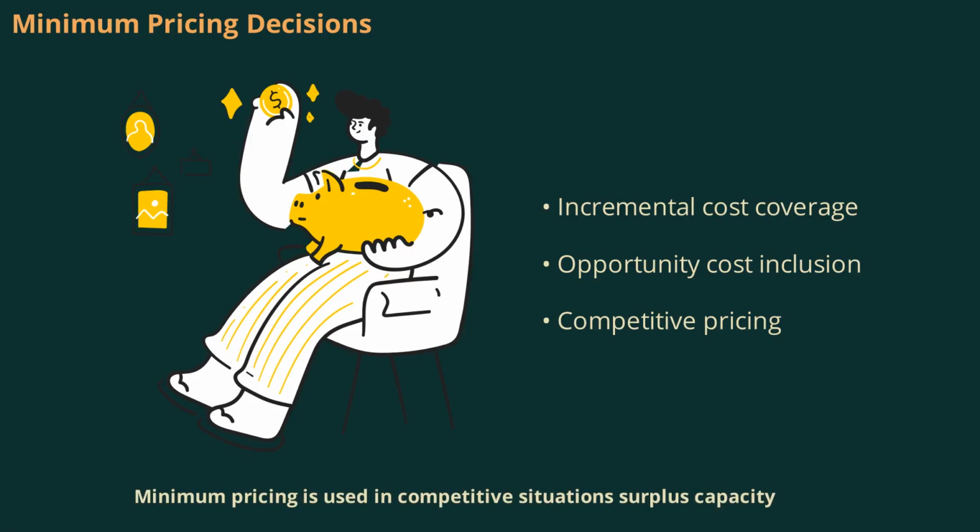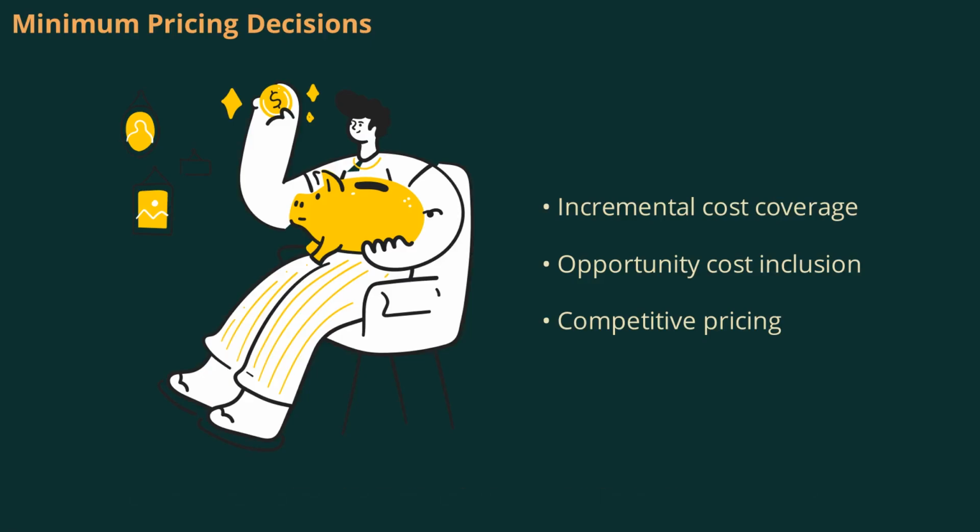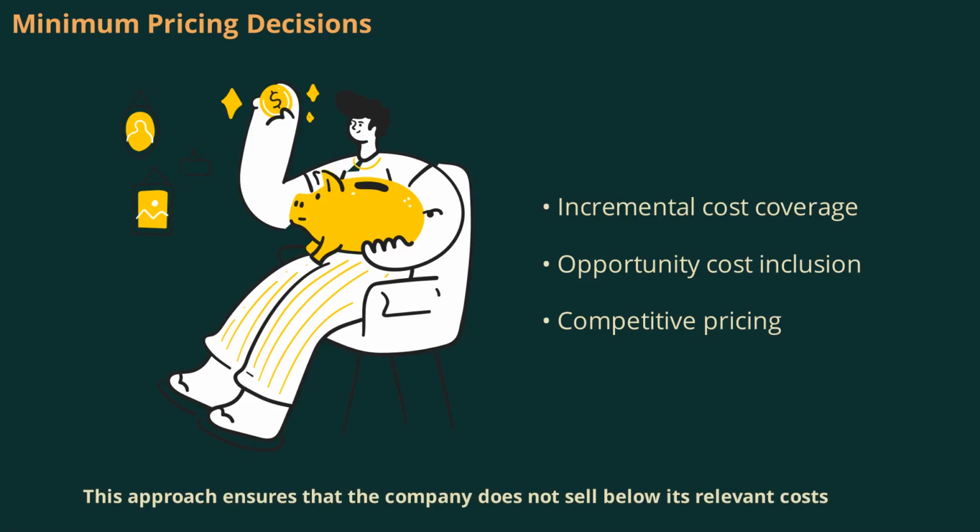Minimum pricing is used in competitive situations, surplus capacity, or special orders. The minimum price should cover incremental manufacturing costs and any opportunity costs. This approach ensures that the company does not sell below its relevant cost, protecting profitability while remaining competitive in the market.